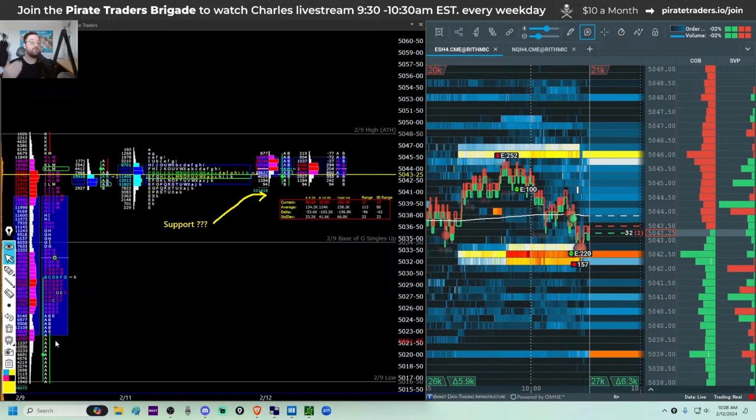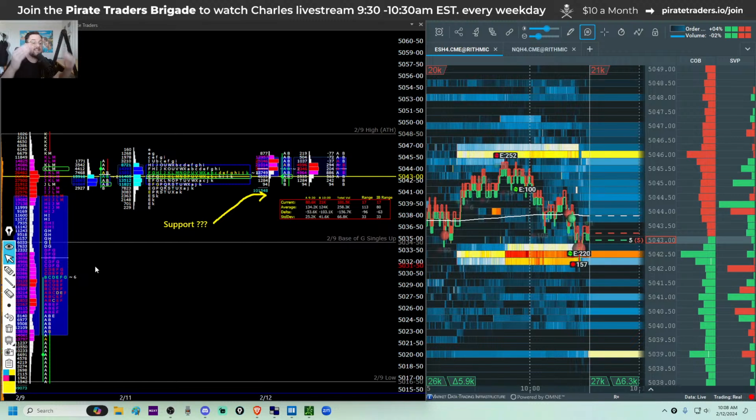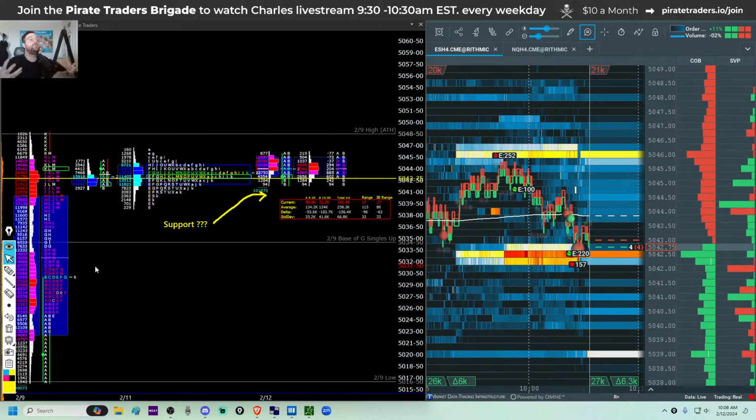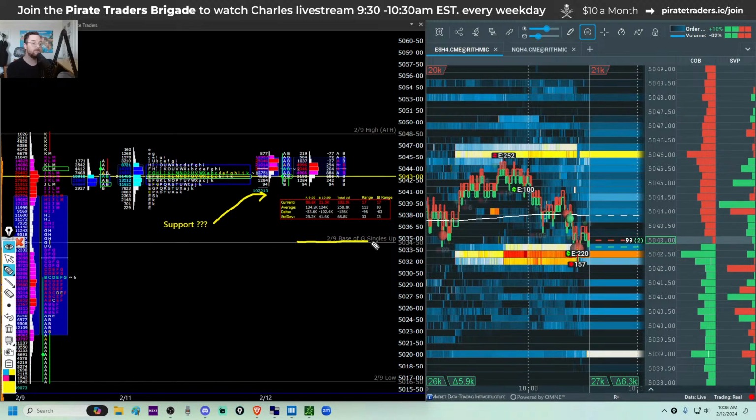So what I have found is if we are opening inside the previous day's range, so this was the previous day's range, the odds are we're going to get that tug of war. We're going to get that chop in the morning. So what I do is I ask myself the question based on the information that's available to me, what could be that chop zone? So on the ES, I'm saying anywhere above the base of these single prints up and below the overnight or below Friday's high.